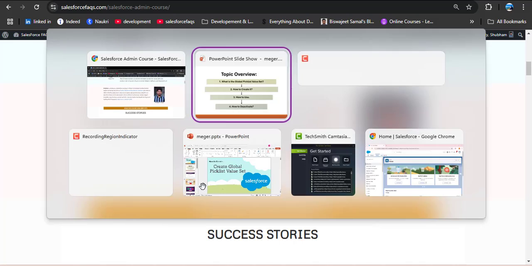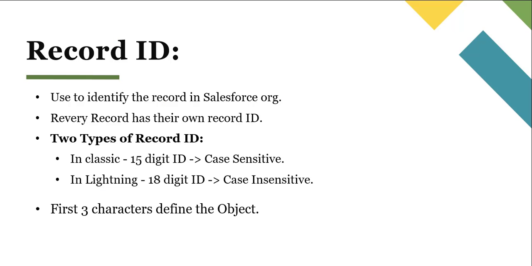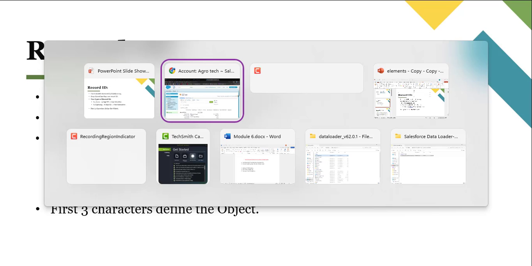Now let's jump to the topic. So the record ID is used to identify the record in Salesforce. Why using the record ID we can identify the records? Because the record ID is unique for each records. That means if you search any record using the record ID, only that record will be get in the search result. So let me show you on the Salesforce org.